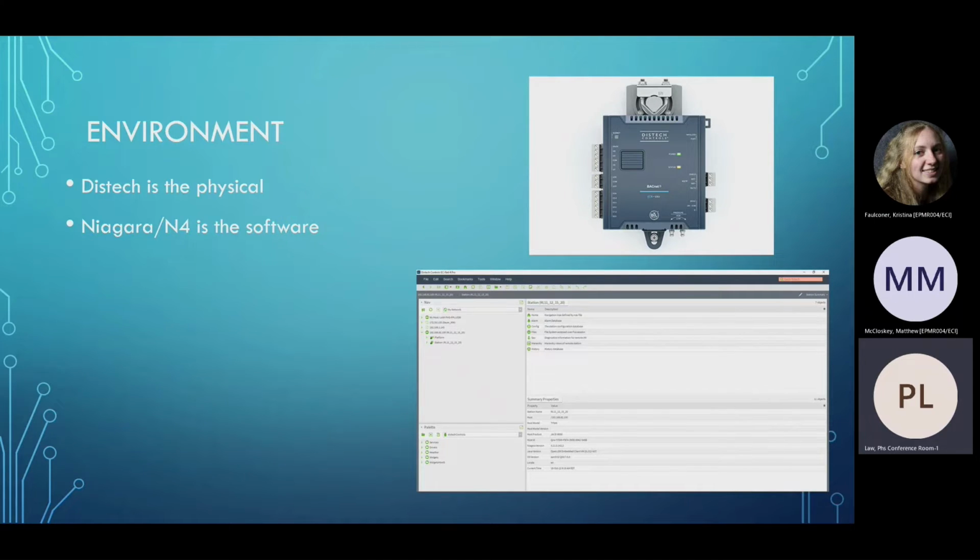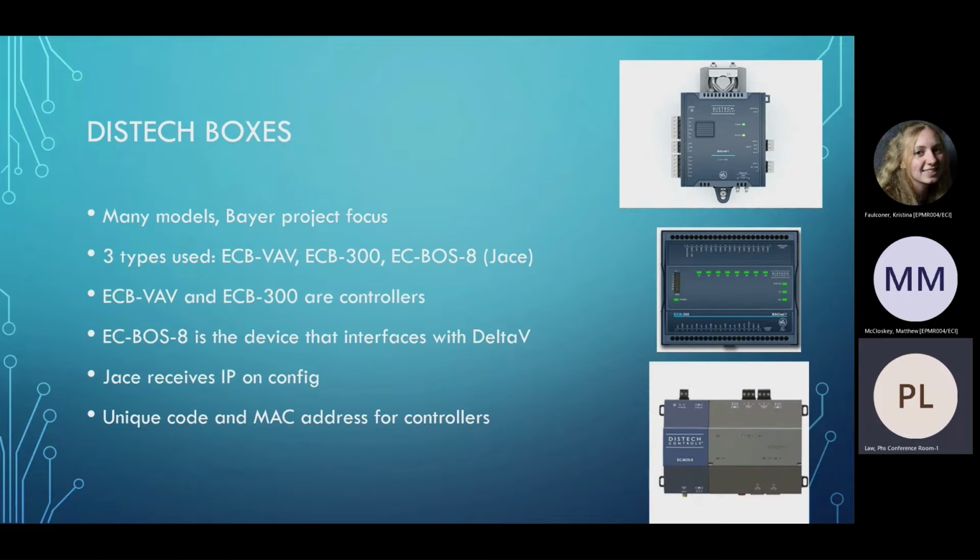So the biggest, highest level thing with Distech is that there are essentially two different environments. There's the physical environment and the software environment. So the Distech box, the actual physical computers manufactured by Distech. And then the Niagara or N4 is the software. That's the company that makes the software. So Niagara owns Distech at this point, but there's still that slight difference in the terminology. Let's start out talking about the Distech boxes.